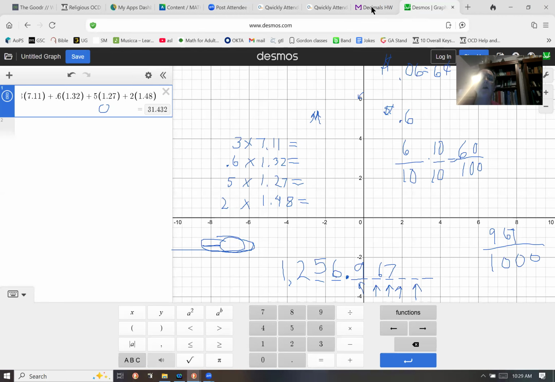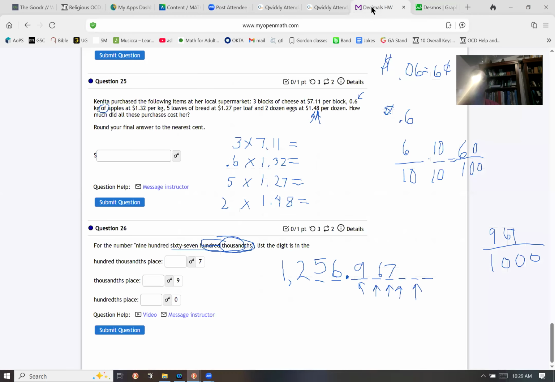Okay, in this recording, we are looking at the decimals homework from Unit 2. We're on question number 25, where Kanita purchased the following items at her local supermarket. 3 blocks of cheese at $7.11 per block. So of course, that would be 3 times $7.11.